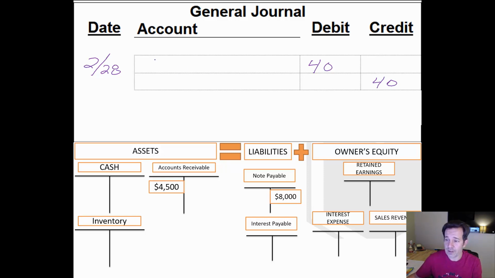So we have an account called interest expense. We owe that money. We haven't paid it yet. It's a payable. We got to pay it at some point. So that'll be our credit. Interest payable.